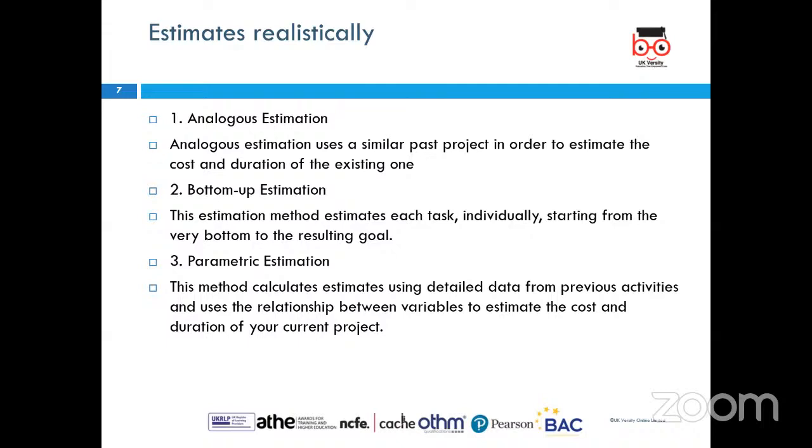Then we have bottom-up estimation, which is a method to estimate each task individually, going from the very bottom to the resulting goals. And lastly, we have parametric estimation, where this method calculates estimates using detailed data from previous activity and uses the relationship between variables to estimate the cost and duration of our current project.